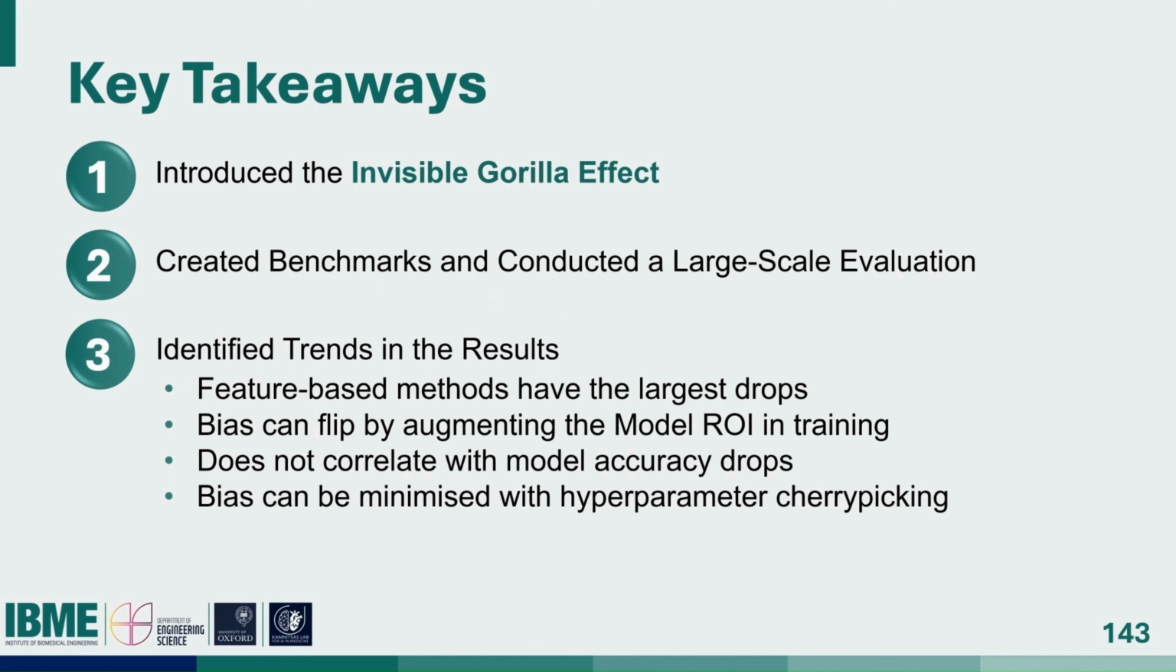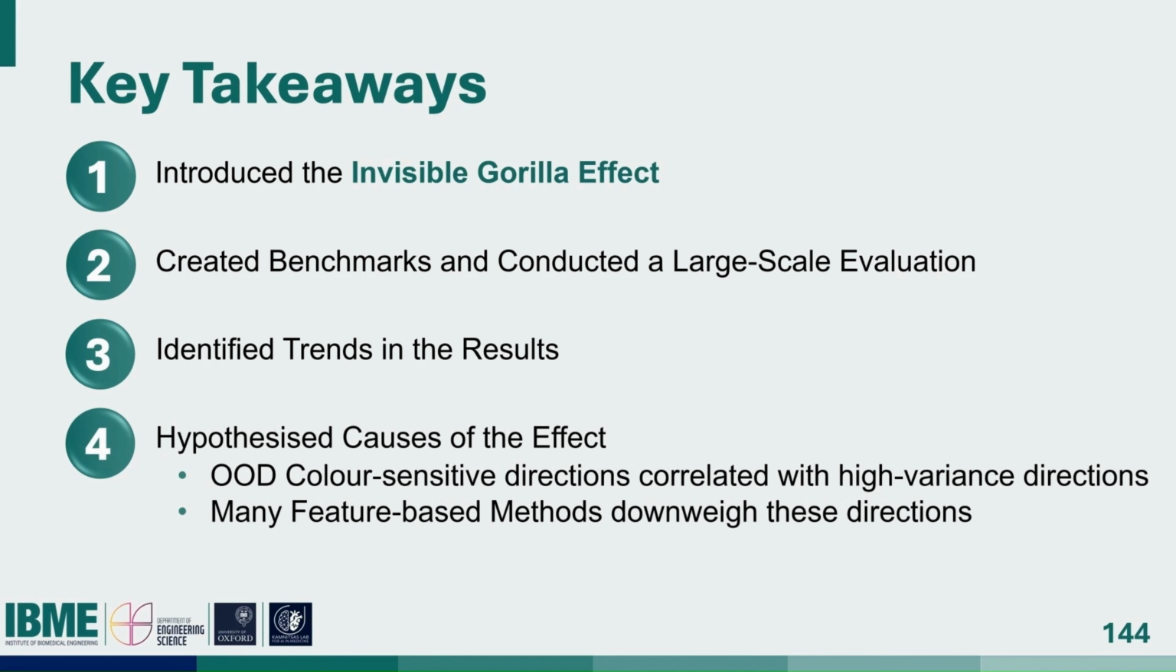We identified trends in the results, finding that feature-based methods had the largest drop, finding the bias can flip by augmenting the model's ROI in training, finding that it does not correlate with model generalization, and finding that the bias can be minimized by hyperparameter cherry picking. We hypothesized causes of the effect, finding that OOD color-sensitive directions correlated with high variance directions, and we found that many feature-based methods downweighed these directions, which may be a cause of this effect.